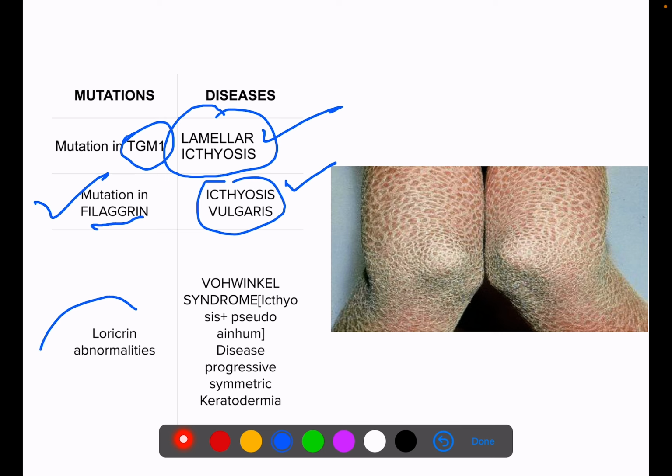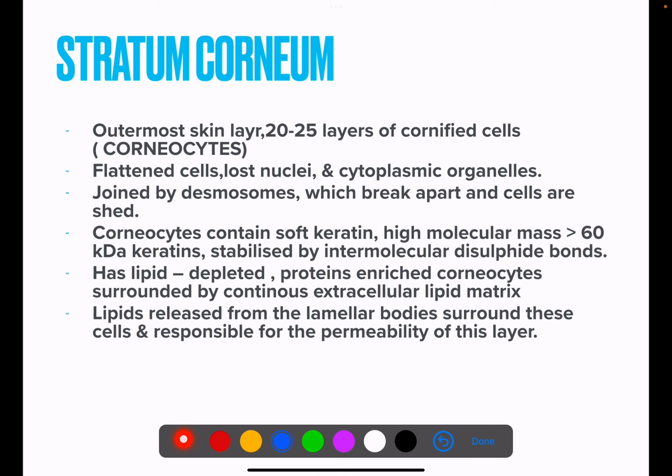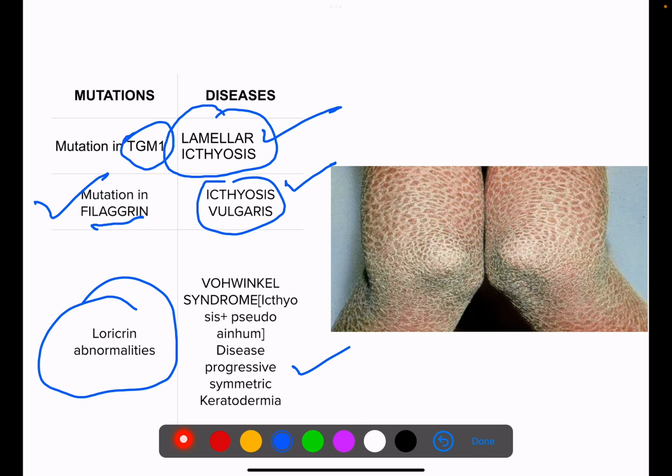Then we have loricrin abnormality. We have Vohwinkel syndrome, which is ichthyosis plus pseudoainhum, progressive symmetric keratoderma. Vohwinkel syndrome is very difficult to pronounce and not commonly asked, so not that important. But what I'd suggest is remember these two, TGM1 and filaggrin.